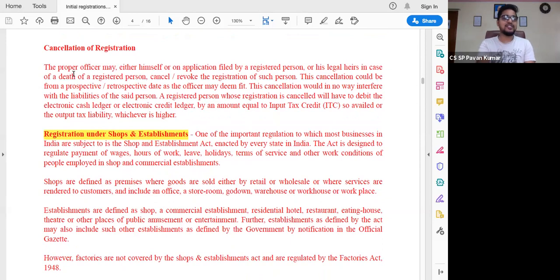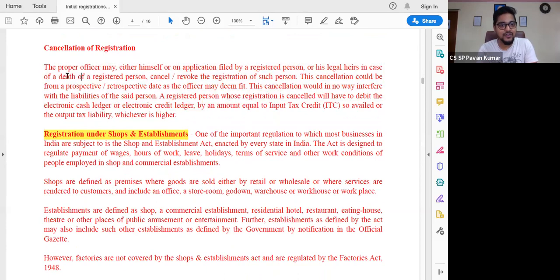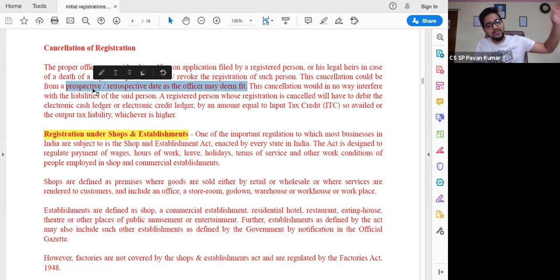They are saying GST registration can also be cancelled in certain cases, if a proper officer does so by himself, or on an application filed by a registered person or his legal heir in case of death of a registered person, for cancellation or revocation of registration of such person. This cancellation would be from a prospective or retrospective date as the officer may deem fit. So he can cancel it from the current date or from a past date also, saying that from that date itself we'll consider you cancelled, which is called a retrospective date.